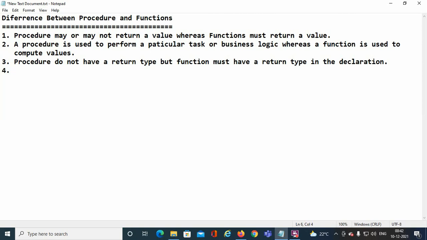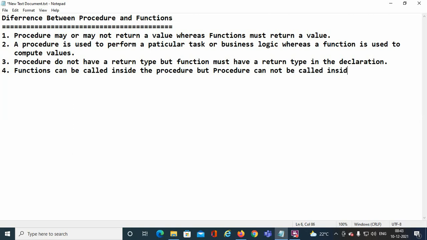Number 4, a very important difference, is that functions can be called inside a procedure, but a procedure cannot be called inside a function. So numbers 3 and 4 are very important differences.